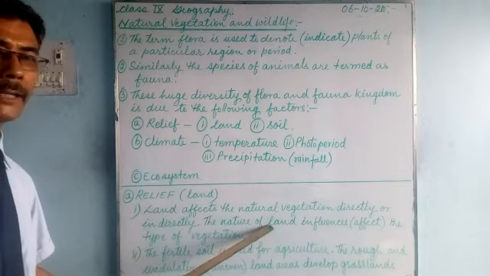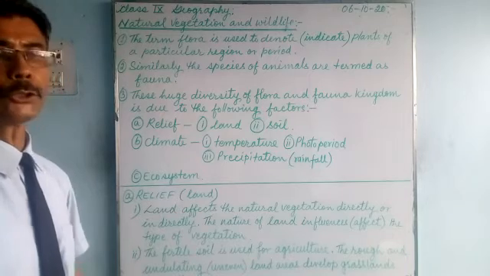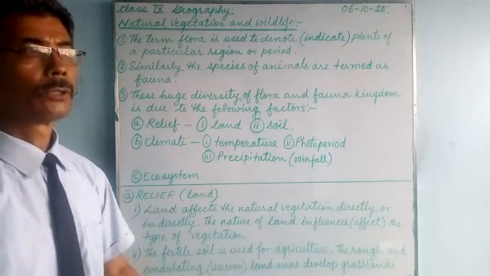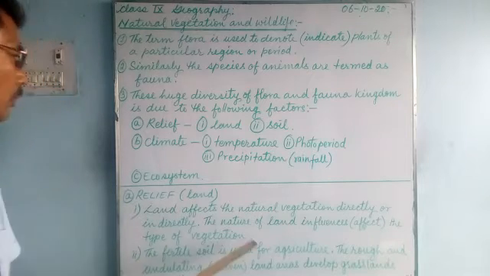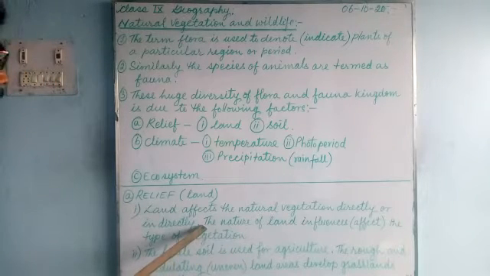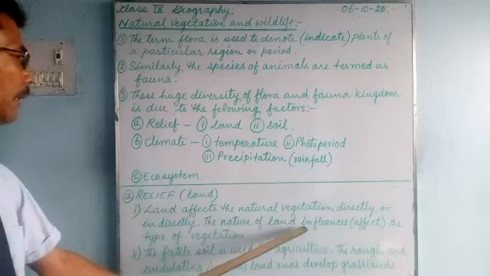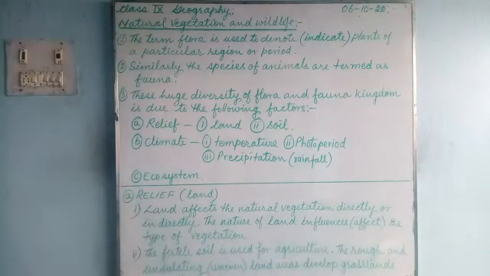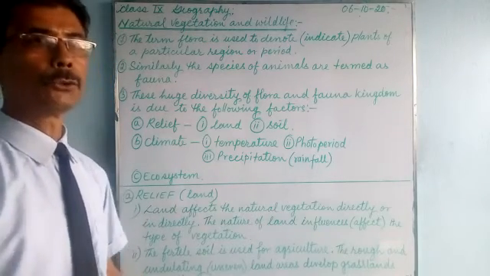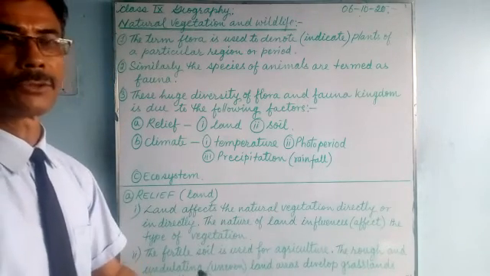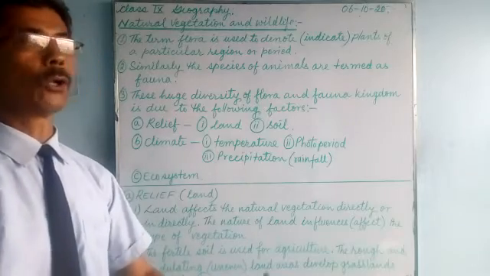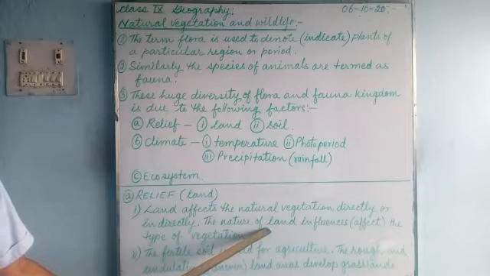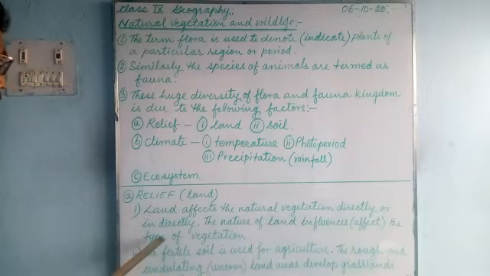The nature of the land means hilly nature, flat plains, deserts, plateau regions: the type and feature of land. The nature of land influences, meaning affects, the type of vegetation. That is very clear. You go to the desert areas, you will find cactus. You will not find cactus all over. So due to the nature of the land, it influences the type of vegetation.